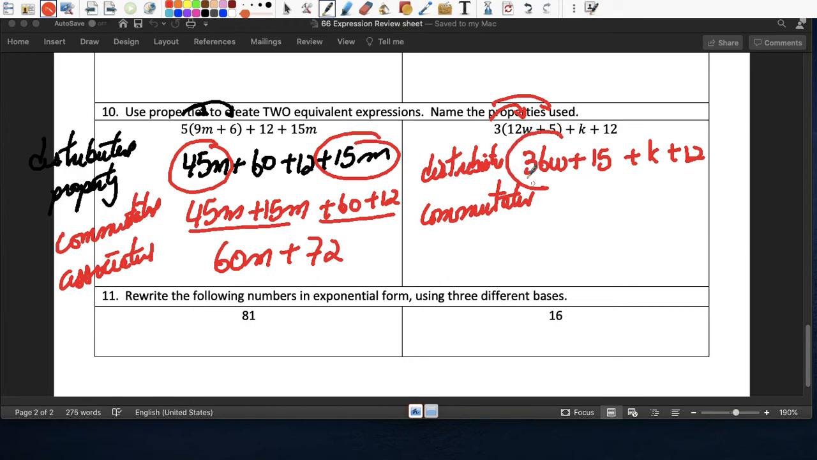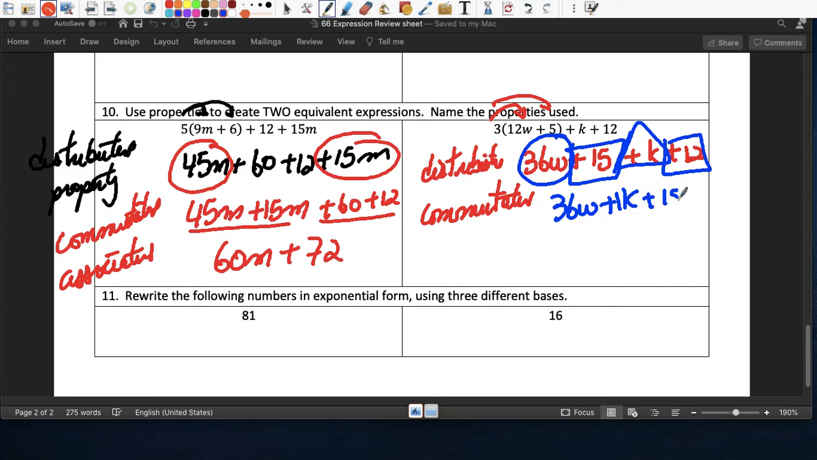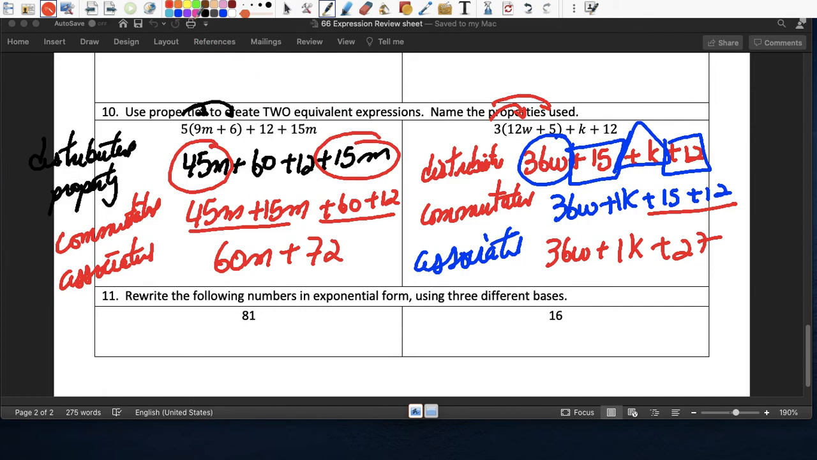And we're gonna, so let me change colors here for a second. We're gonna put a circle over here, a square con esos dos, and then a triangle. So we're gonna do 36w plus k, or 1k, plus 15, plus 12. And then we're going to use associative property to add. So 36w, no, I cannot add. 1k, no, I cannot add. Can I add 15 and 12? Yeah, so plus 27.